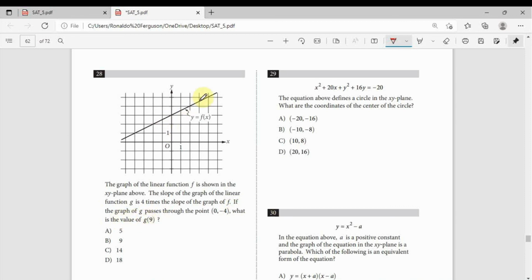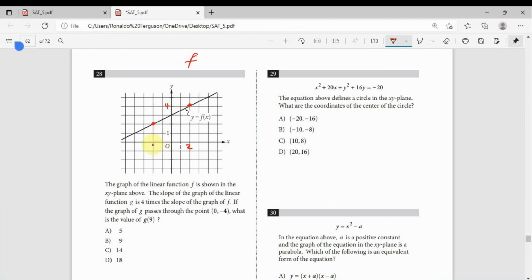So first thing, guys, is we need to identify the gradient of this line right here, because this is the line f. So looking at the graph, if we're to find the gradient, just use any 2 random points. This would be when x is 2. When x is 2, the y value is 1, 2, 3, 4.